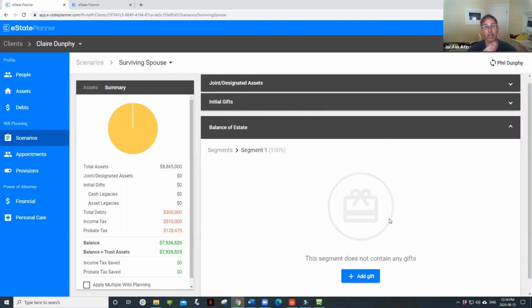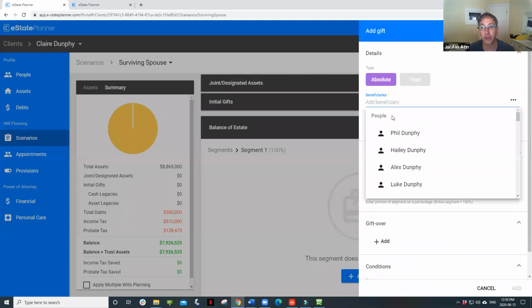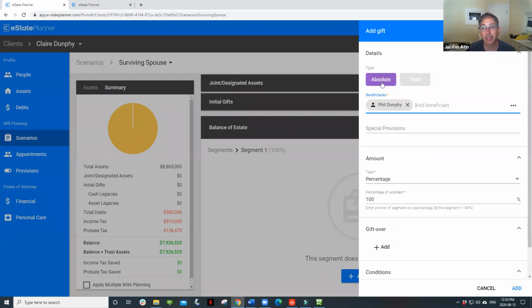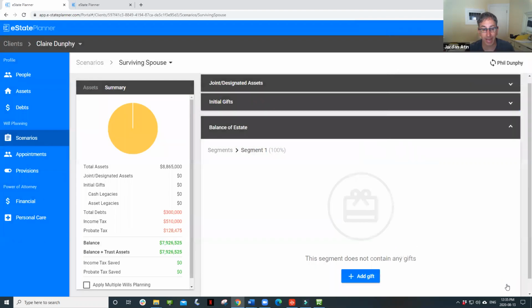So the first stage is creating the percentage. That's the segment. And the next stage is dealing with that segment or that percentage. So we want to add a gift. So we'll click on add gift. And let's just take the simple scenario where we're going to leave it all to the spouse, which is Phil. And it's an absolute gift. The amount, so in this case, it's 100% of the segment. This is the percentage of the segment. So we've said segment one, what percentage of the segment? We want to give away 100% of 100%. And then gift over, if you wanted to provide for that, you could do that, and conditions, etc. And then you go add.